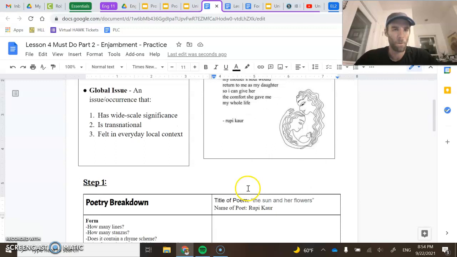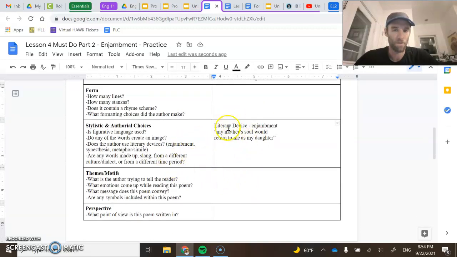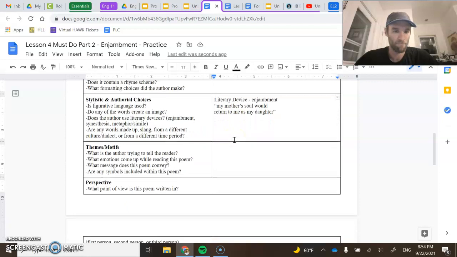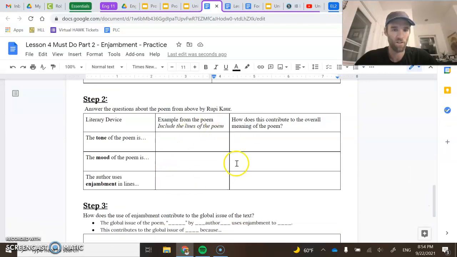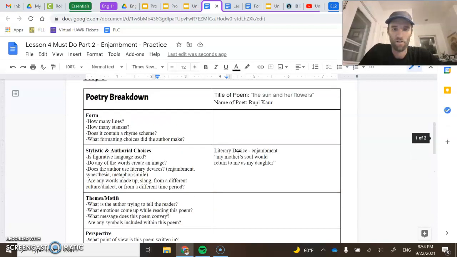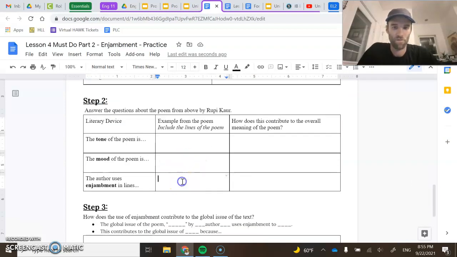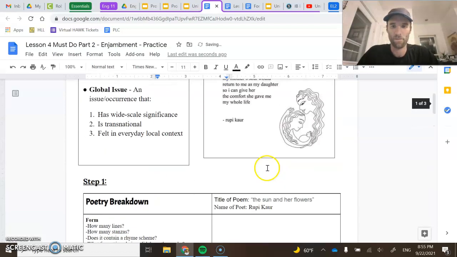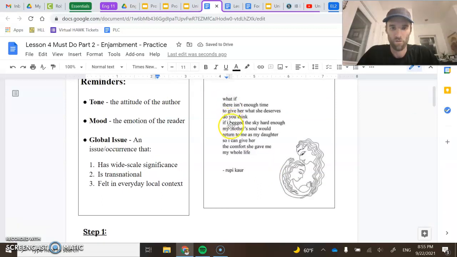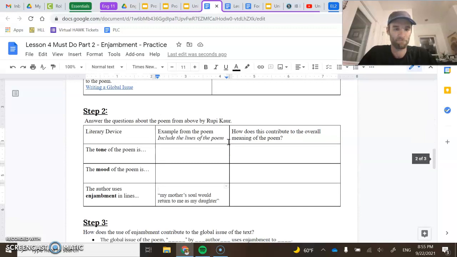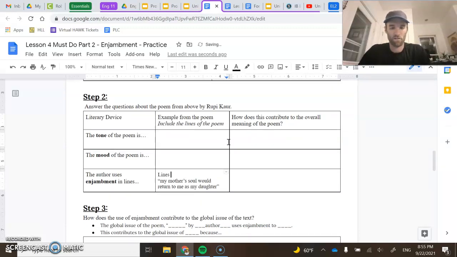So that's where you'll put the enjambment when you find it. And then once you get down here, okay, so you'd say, example from the poem, we have it right here. I'm just going to go ahead and copy the quote down into this. And these lines are 1, 2, 3, 4, 5, 6, and 7. Okay, 1, 6, 7.